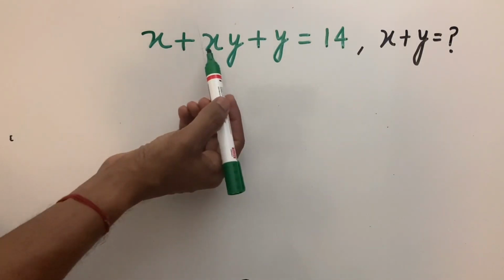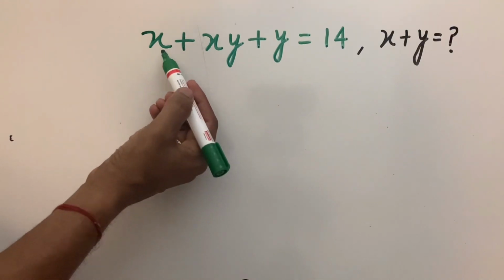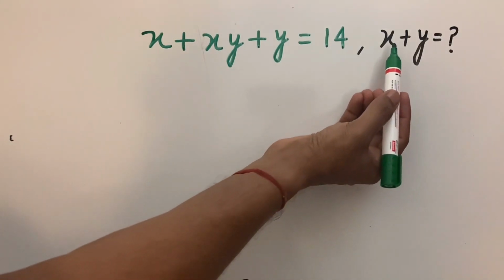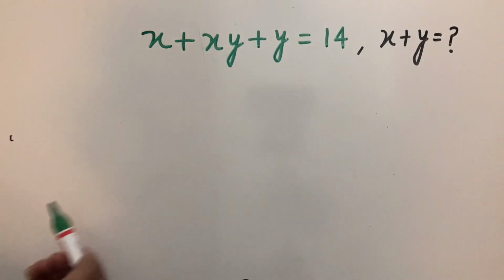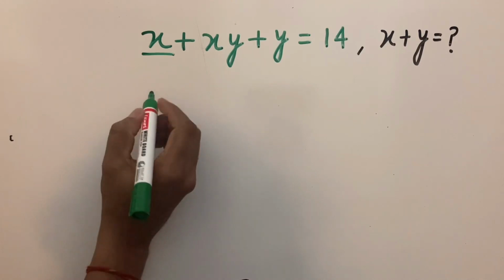In this algebraic question, x plus xy plus y equals 40, where x and y are positive integers. We have to find the value of x plus y. In the first step, to solve this equation, take x as common.